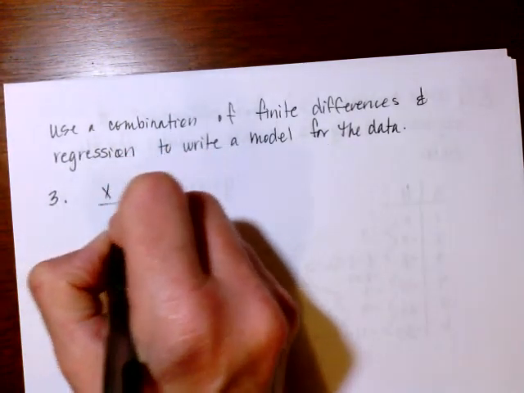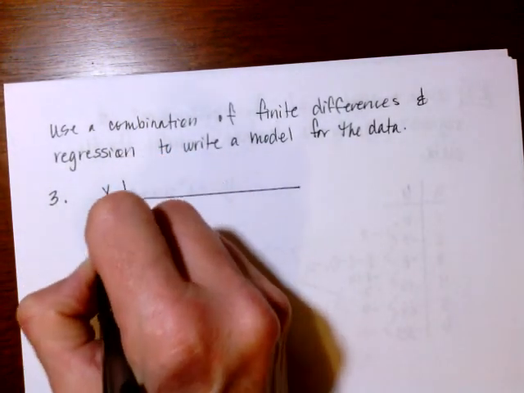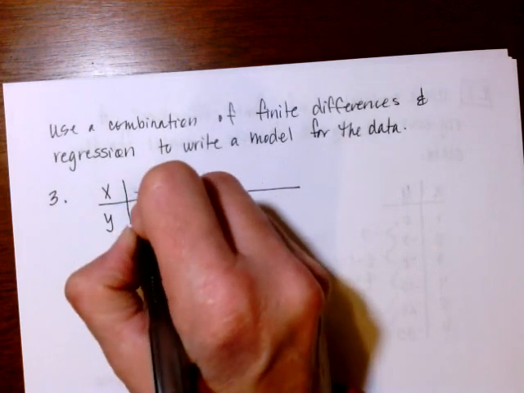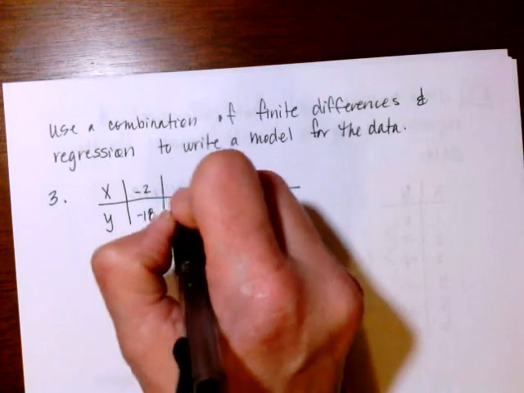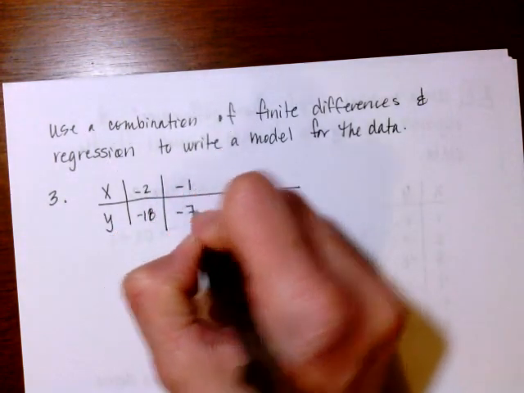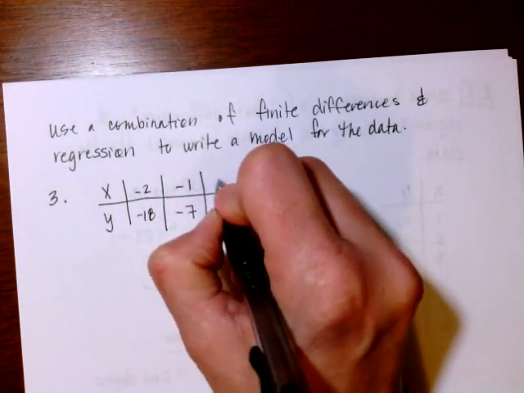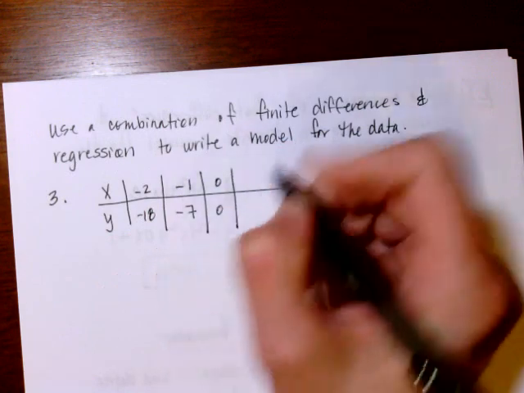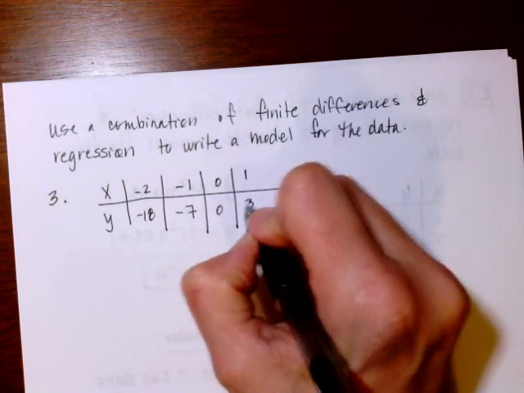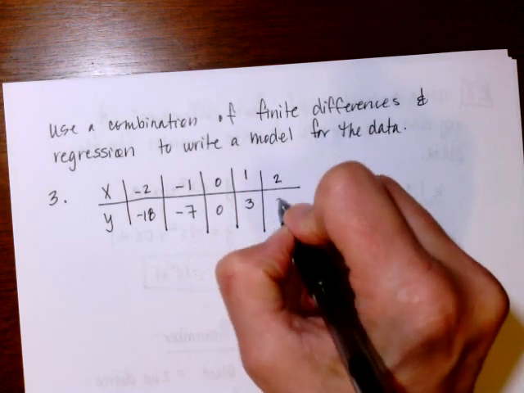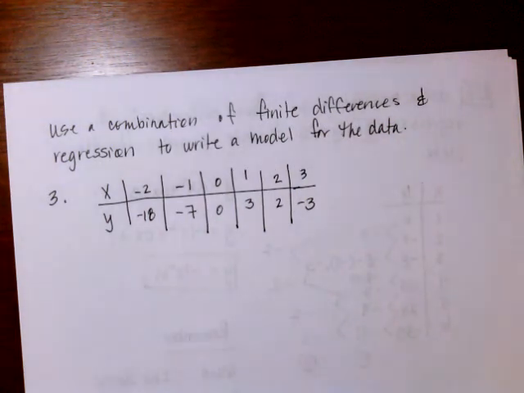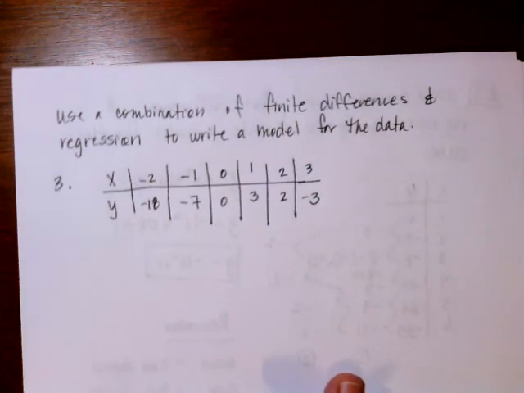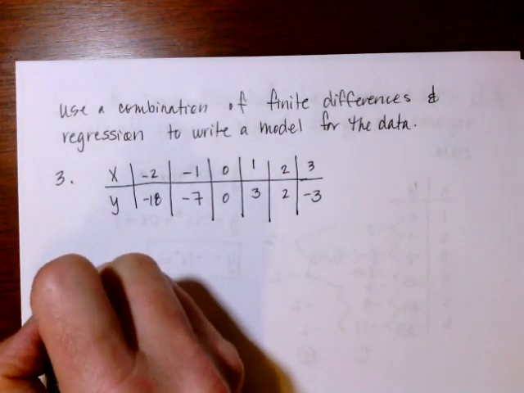So here's your third problem. And I'm going to give you your data this time in a horizontal format. So this is a -2, -18. You can rewrite it in whichever format you like. -1, -7, 0, 0, that's a nice point. 1, 3, 2, 2, and then your last data point is 3, -3. All right, so that's your first set of data. And then let me give you the second set of data.